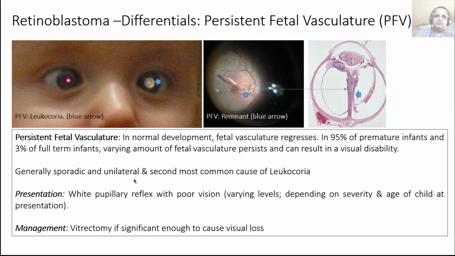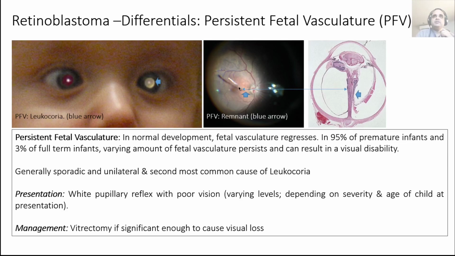It's a unilateral disease, it's a very sporadic disease, and it is the second most common cause of a white pupillary reflex, as can be shown on the first picture. In this case, it's the left eye that's involved. The right eye shows a normal red reflex of an ophthalmoscope that you see during ophthalmoscopy.